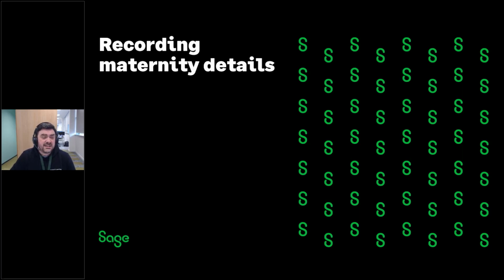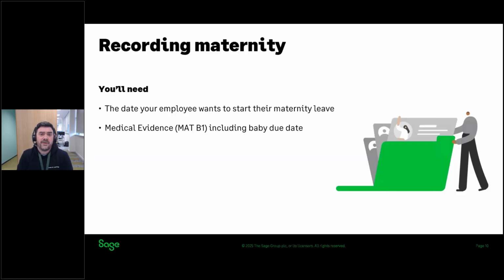So this is really simple to do. You'll just need a little bit of information from your employee. So first of all, you will need to know the date that the employee will be starting their maternity leave. So the date at which you want to start SMP payments.